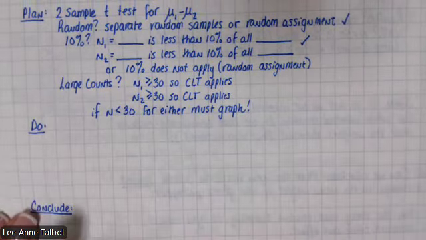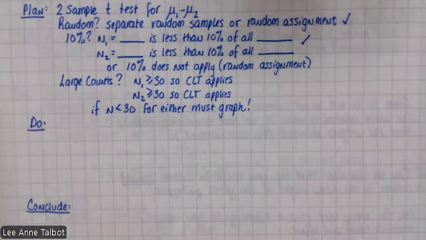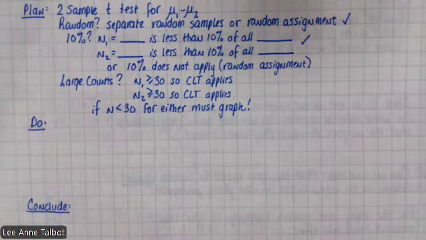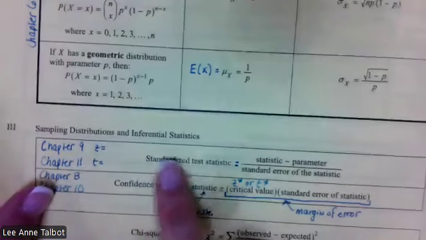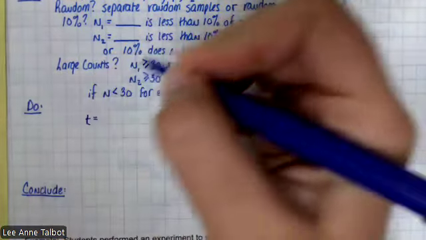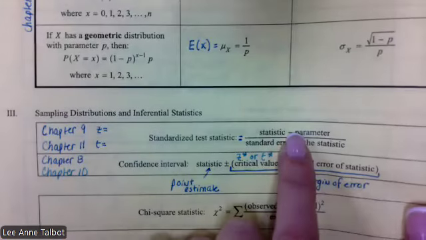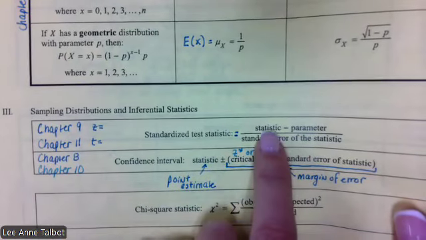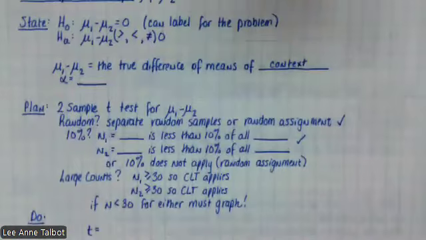Okay, now the do step. We have to be a little bit careful here. Some people had some forgettings on the chapter 9 test; they forgot about the numerator of the standardized test statistic. So we're in chapter 11, standardized test statistic. That's t equals. You need to use this formula for chapter 11. And the statistic in this case, this is where we need to be really careful.